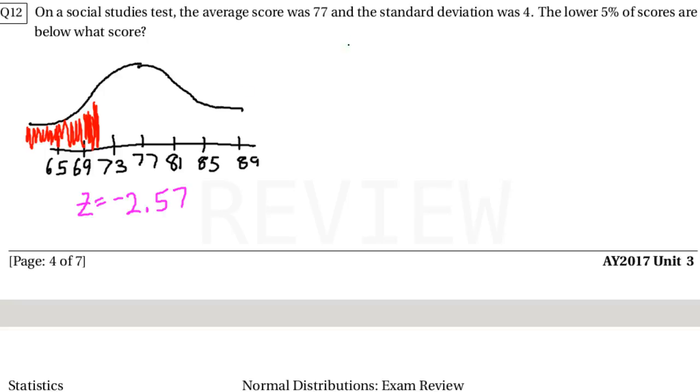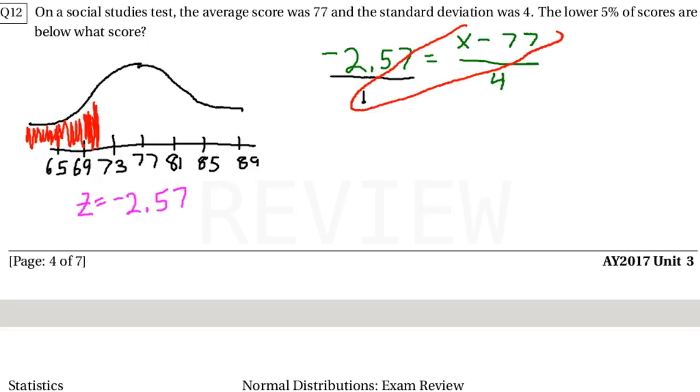Okay, so that means the z-score negative 2.57 is what we get whenever we take the data point that we don't know, because that's what we need to know, the score that it's below, and subtract from that 77, all over 4. Okay, well, taking my z-score and putting it over 1, now I can just cross multiply. So doing my cross multiplication here, that's going to give me x minus 77. And now I'm going to do this cross multiplication here. So I need to do 4 times negative 2.57.